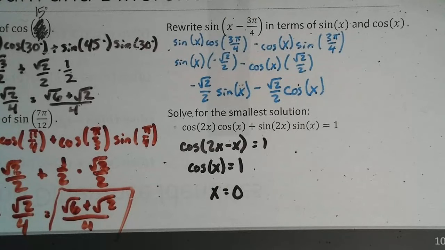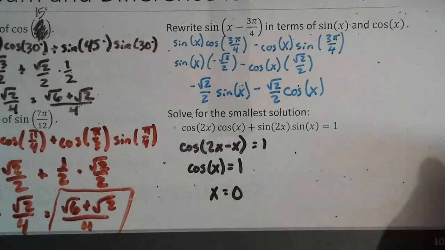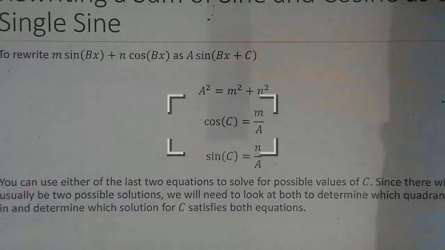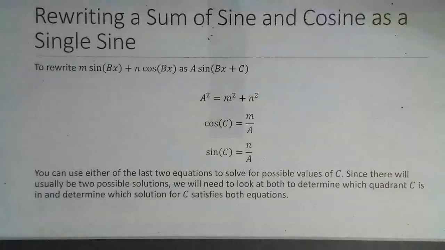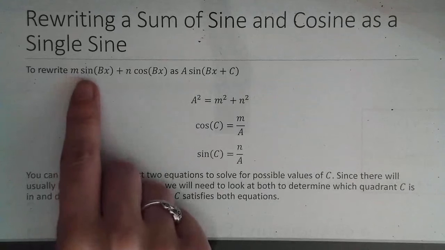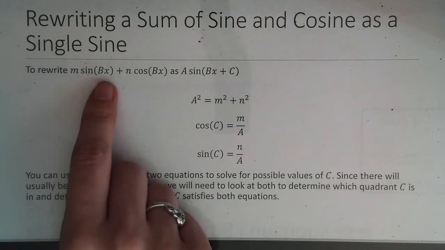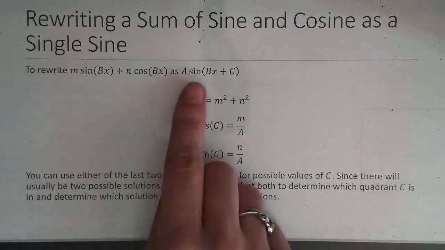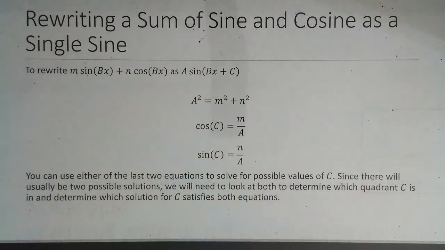Now we're going to take a look at something that looks like it doesn't apply to all of this, but really it can be helpful. We're going to try to rewrite the sum of a sine and a cosine as a different version of just a sine. So to rewrite m times the sine of bx plus n times the cosine of bx as a times the sine of bx plus c, then a squared is equal to m squared plus n squared.